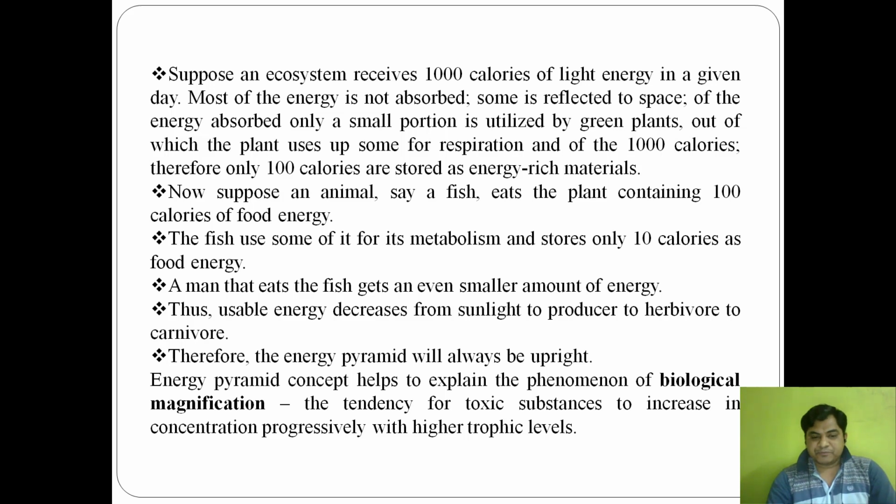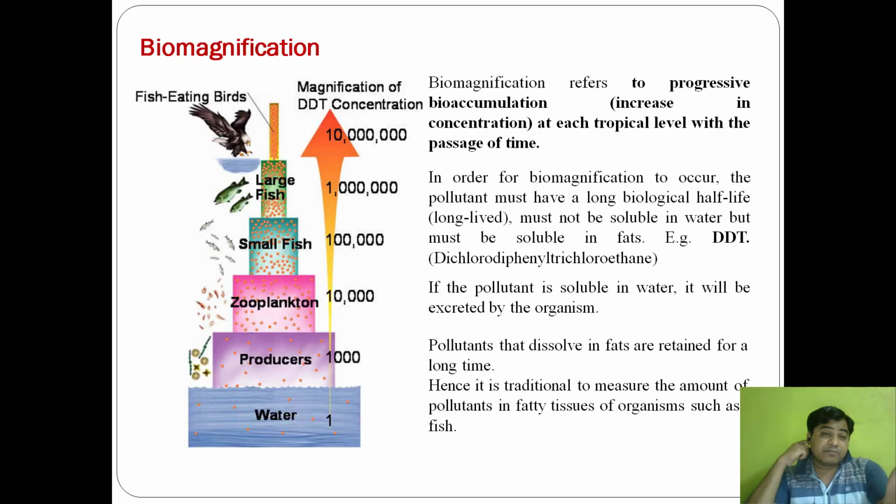Now we move towards biomagnification. What is biomagnification? Biomagnification refers to progressive bioaccumulation at each trophic level with the passage of time. In order for biomagnification to occur, the pollutant must have a long biological half-life, means the pollutant must have a long life. It must not be soluble in water, but must be soluble in fats. For example, DDT, dichlorodiphenyl trichloroethane.